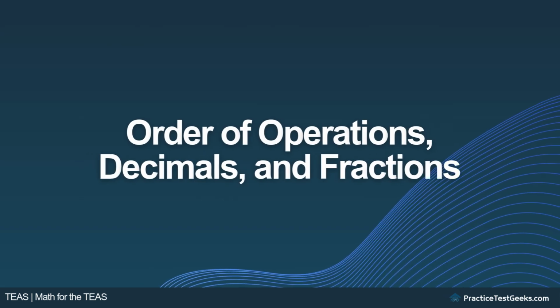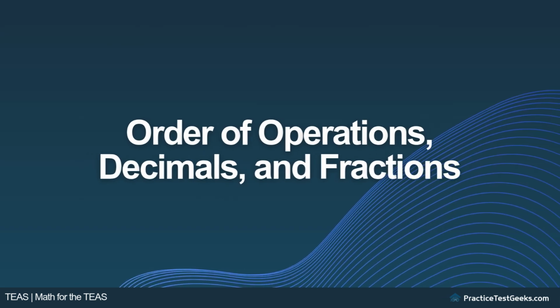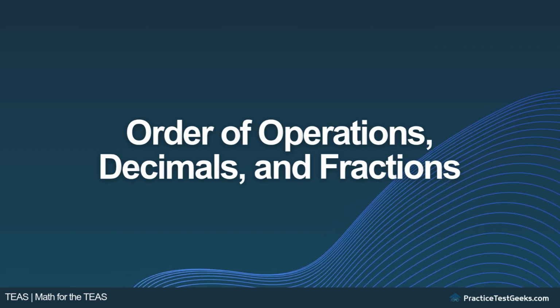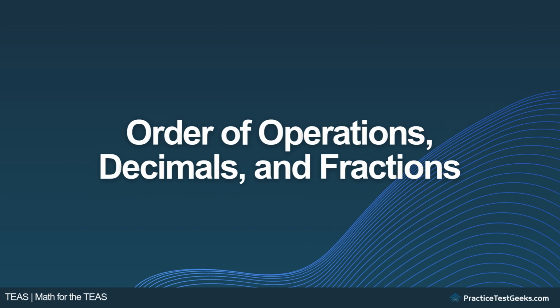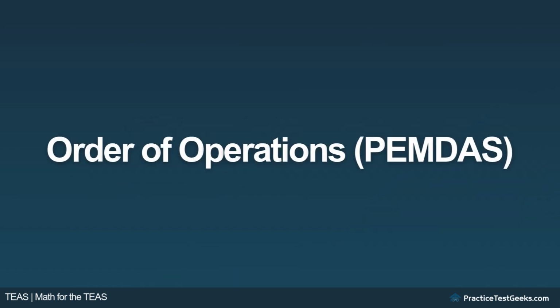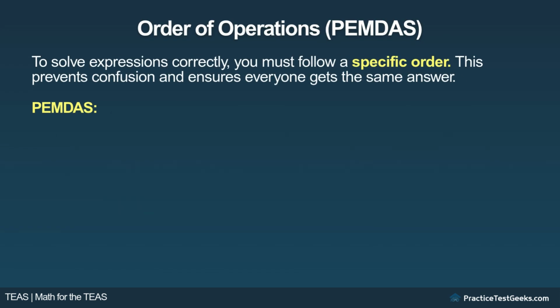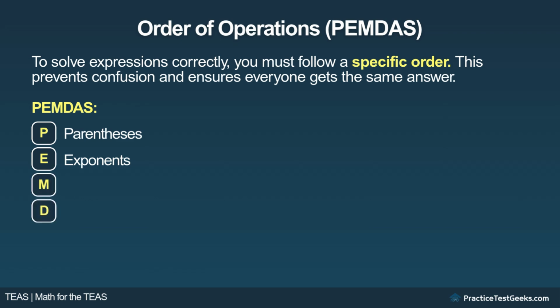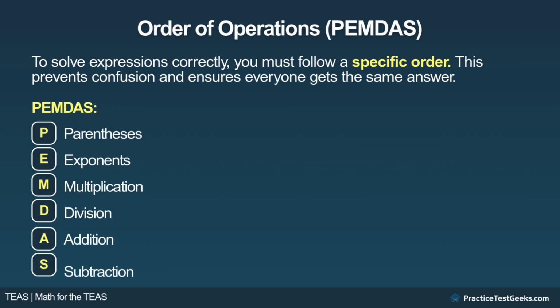Welcome to Lesson 5.2, Order of Operations, Decimals, and Fractions, three core math concepts that appear repeatedly on the TEAS test. To solve math problems the right way, there's an order you need to follow, and it's called PEMDAS. P stands for parentheses, E is for exponents, M and D are multiplication and division, done left to right. A and S are addition and subtraction, also done left to right.